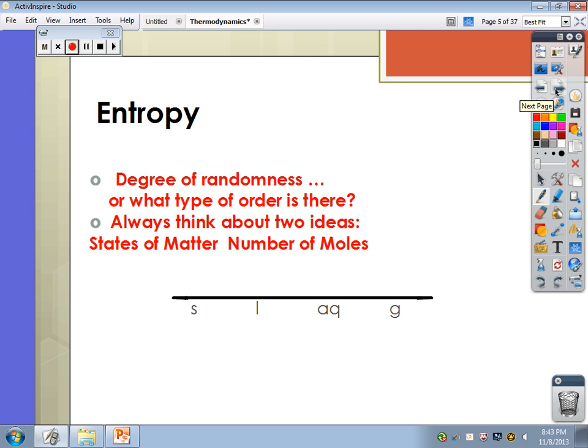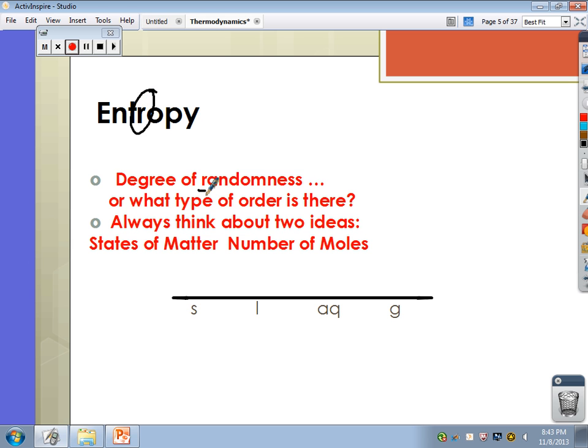Now, there's another word called entropy, and there's a big R right here. That R means randomness. And the letter for entropy is not R, it's S. So guess what? Randomness ends in S, and so entropy's letter that goes along with it is S. For enthalpy it was H, for entropy it's S.